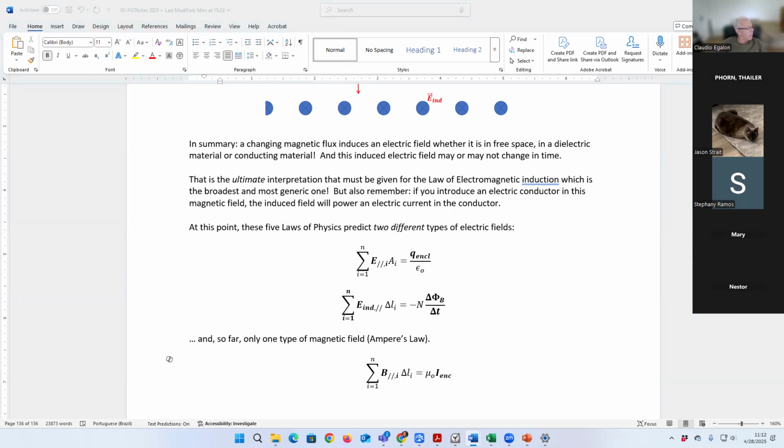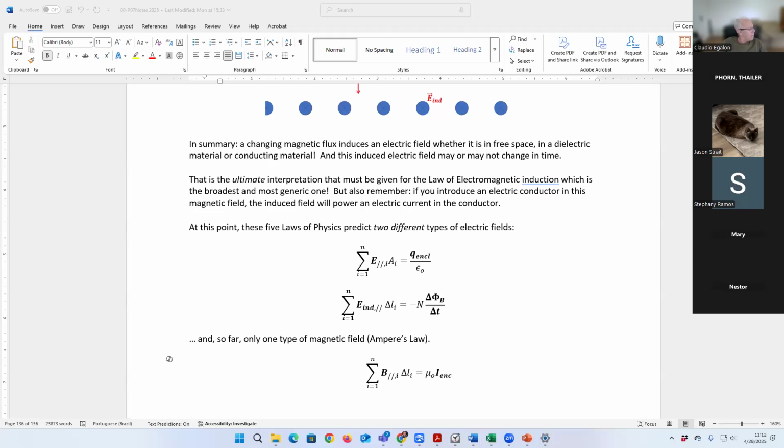Okay, the first type of electric field. Let's see, Bianca. Okay, someone has accidentally turned on their mic, right?